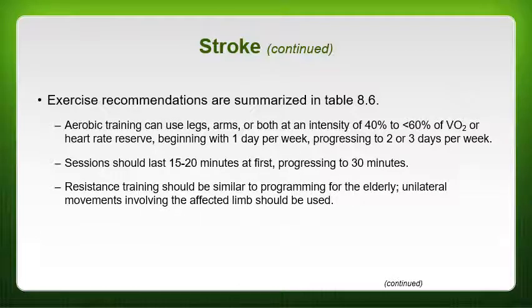Resistance training should be similar to that of programming for the elderly. Unilateral movements involving the affected limb should also be used. Again, obviously, you may have to progress them as far as how difficult the exercise variation you would use. It would be important to make sure that you progress them appropriately. You might have to start with lighter resistance, but you would want to look to progress to the 60 to 85% range, particularly for the lower extremity, to really help the neuromuscular adaptations for these individuals.